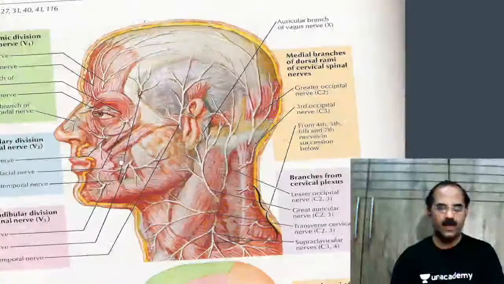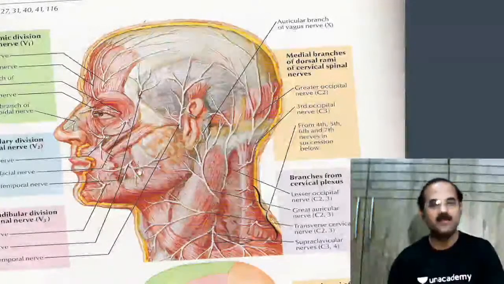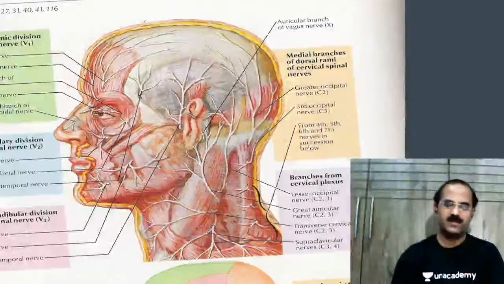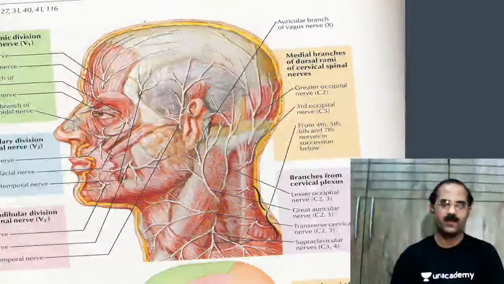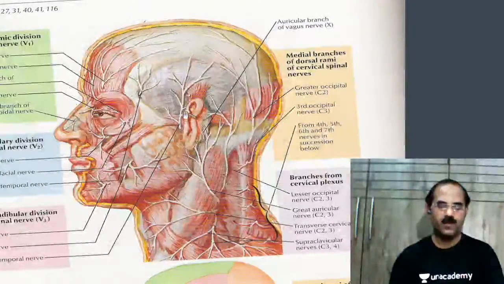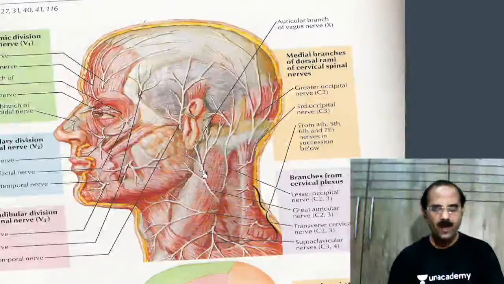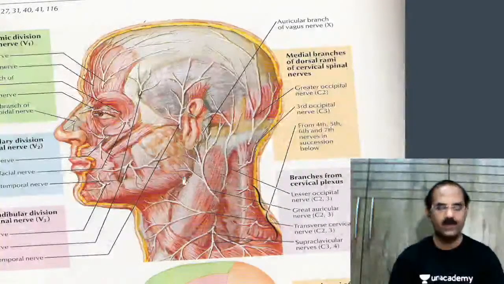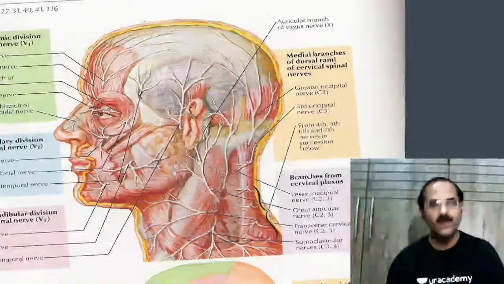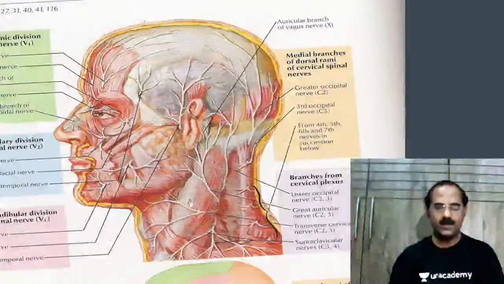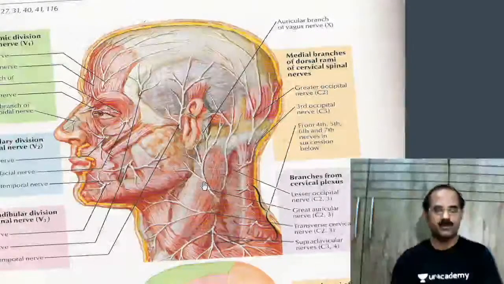This is buccal. And what is this muscle it is piercing? That's the buccinator muscle. And this is the auriculotemporal. Okay, so mental, buccal, auriculotemporal. And what is this nerve? It supplies the skin over the angle. This is the greater auricular nerve. And this greater auricular nerve is a branch of the cervical plexus. Okay, it's a branch of cervical plexus.